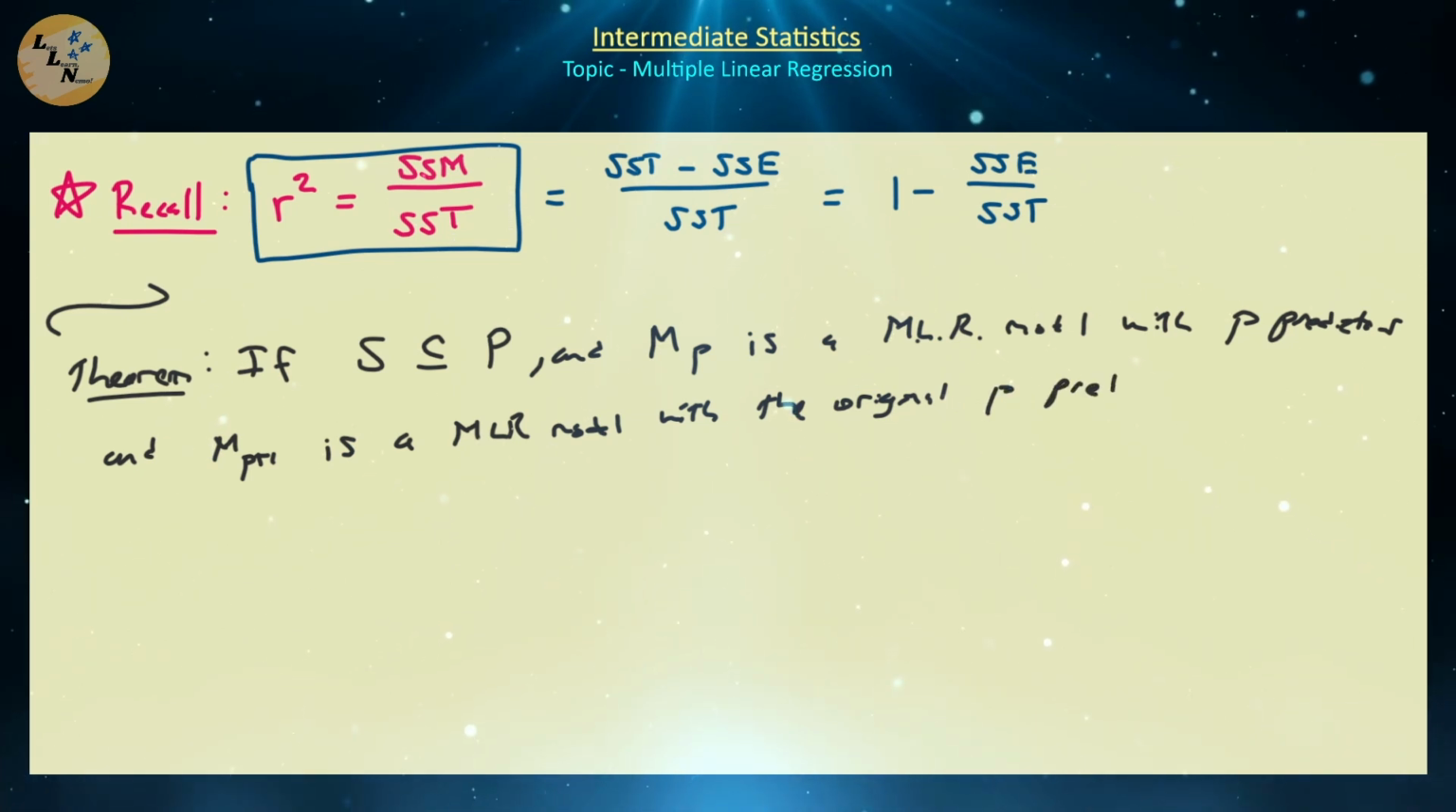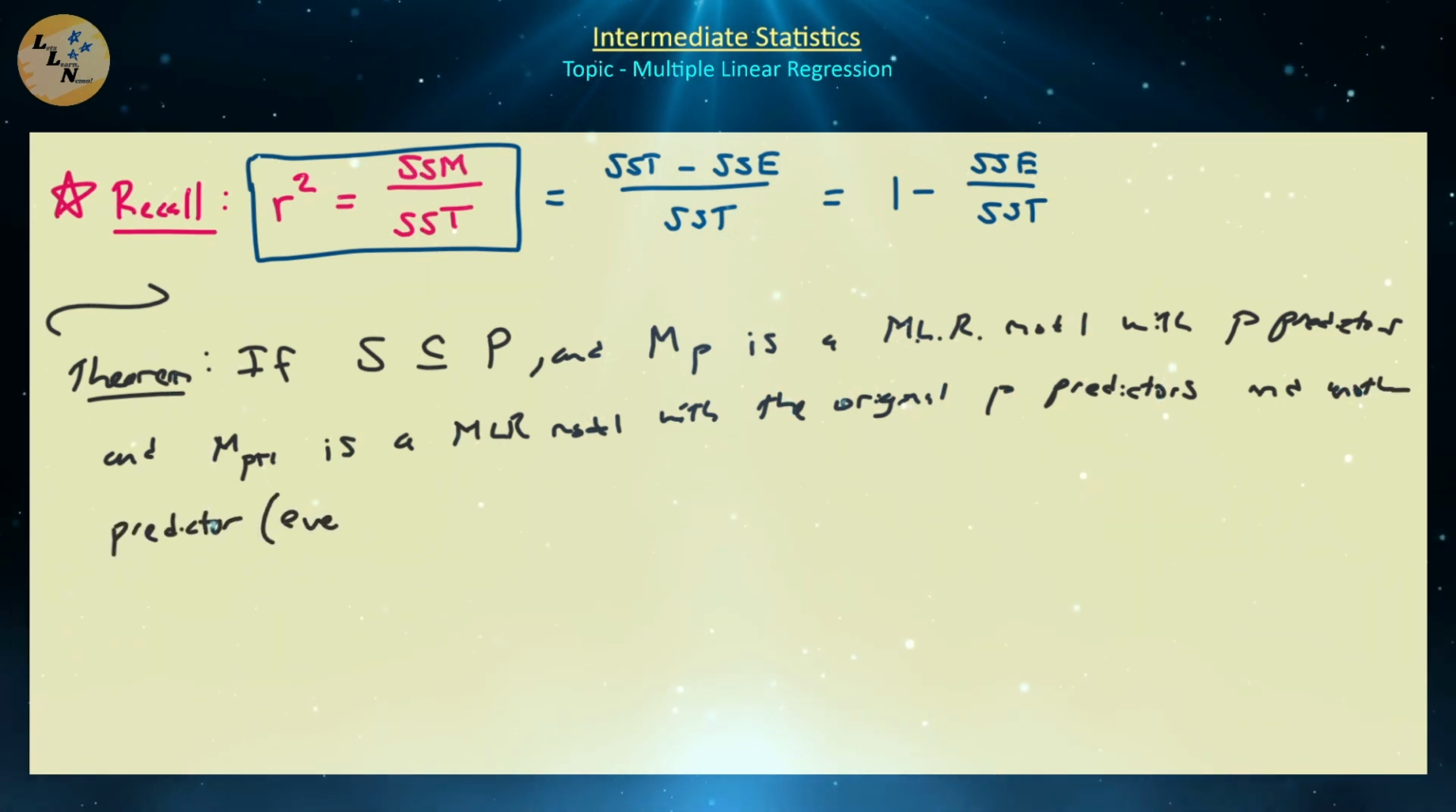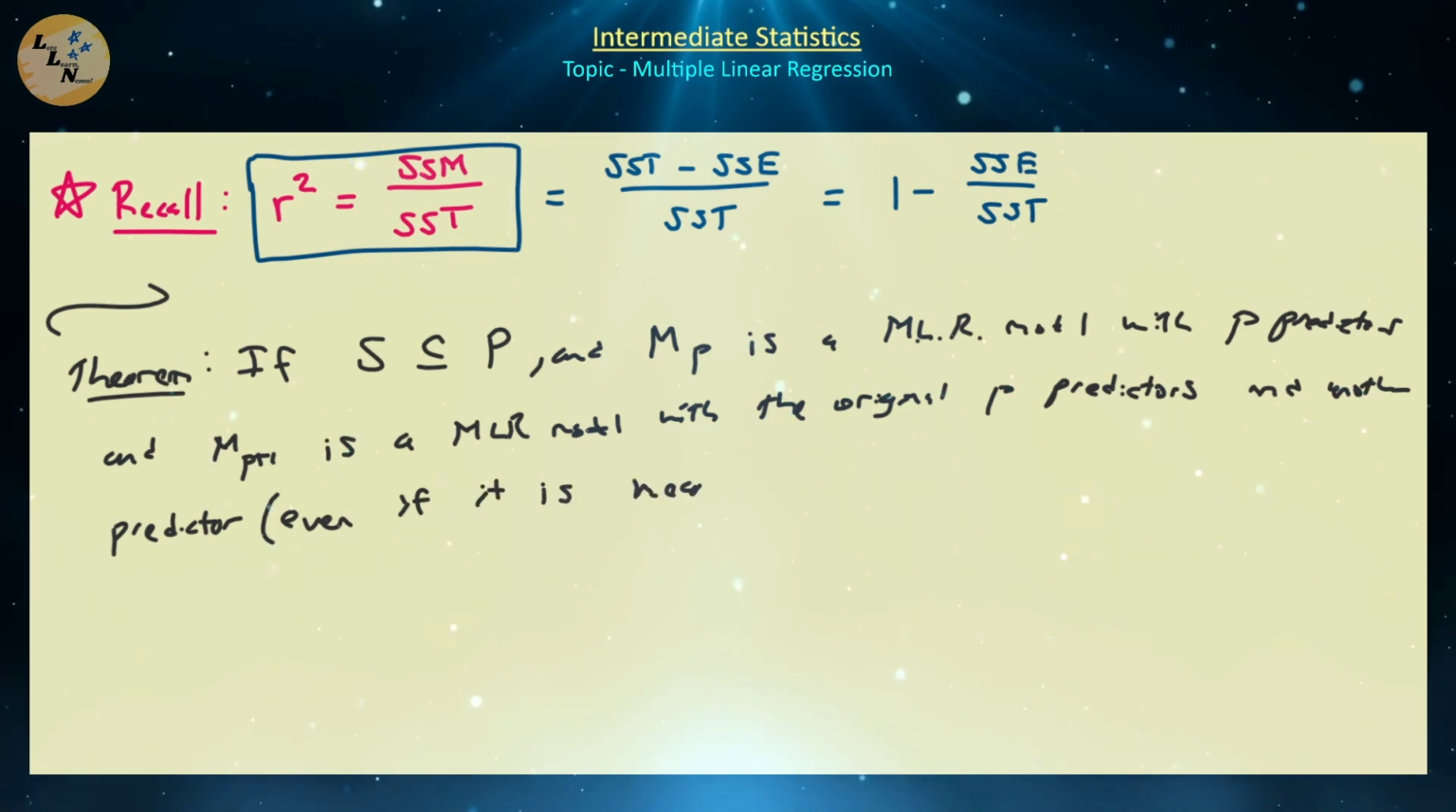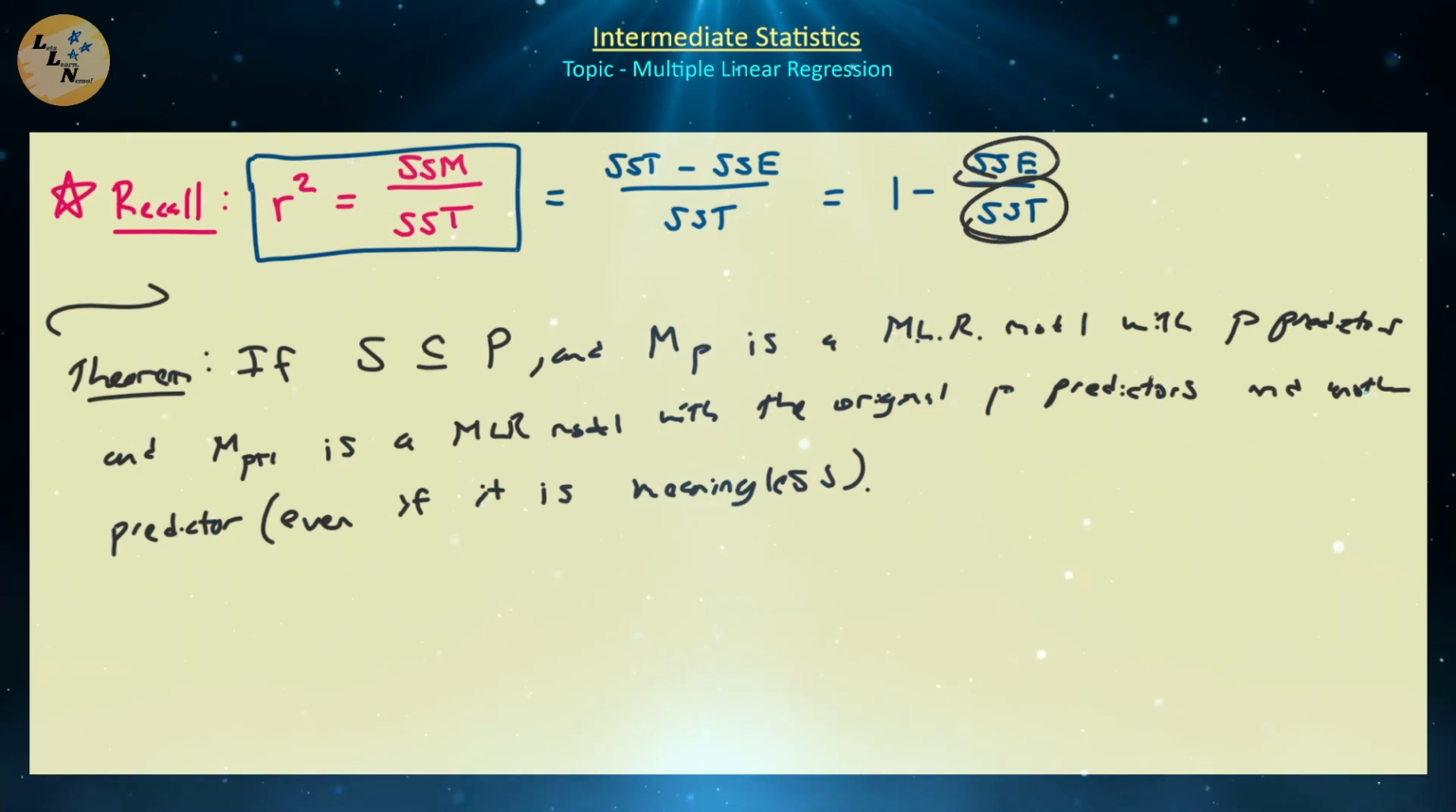P predictors and another predictor, even if it is meaningless. Generally speaking, you should still be able to calculate the R-squared value for these models. You just need to calculate the SSE, the SST, and subtract that by 1 for each of the models.